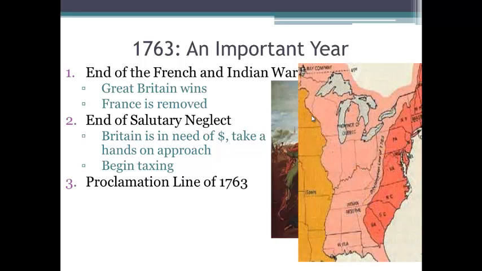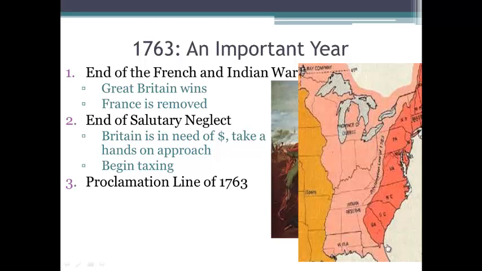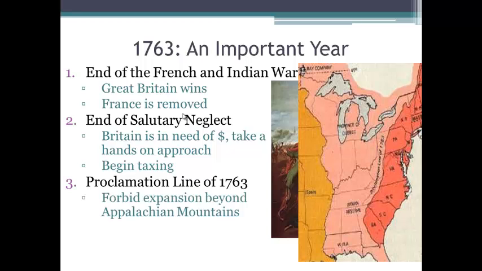Now, another very important event is the Proclamation Line of 1763. Now, in our geography video, we talked a lot about the Appalachian Mountains here, which is this boundary between the red and the pink area here. And the Proclamation Line of 1763, issued by King George III, said, you can't move west. So it forbade expansion beyond the mountains.